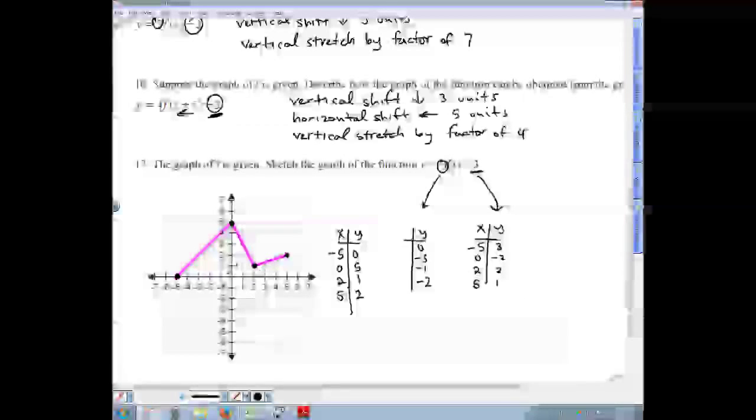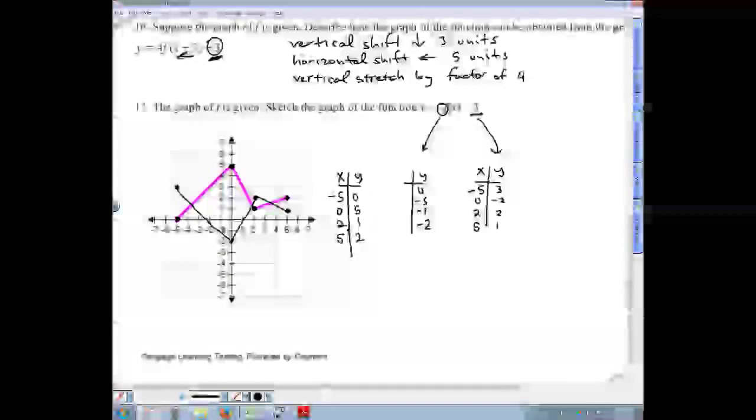So we have negative 5, comma 3, 0, comma negative 2, 2, comma 2, and 5, comma 1. So you can see that the graph has been reflected vertically. It's been flipped upside down, but then it's also moved up 3 units.